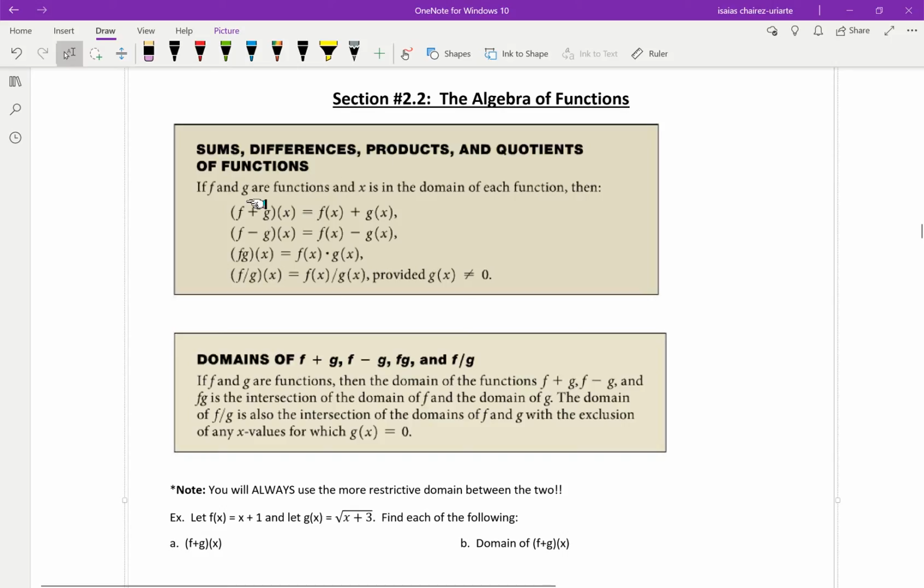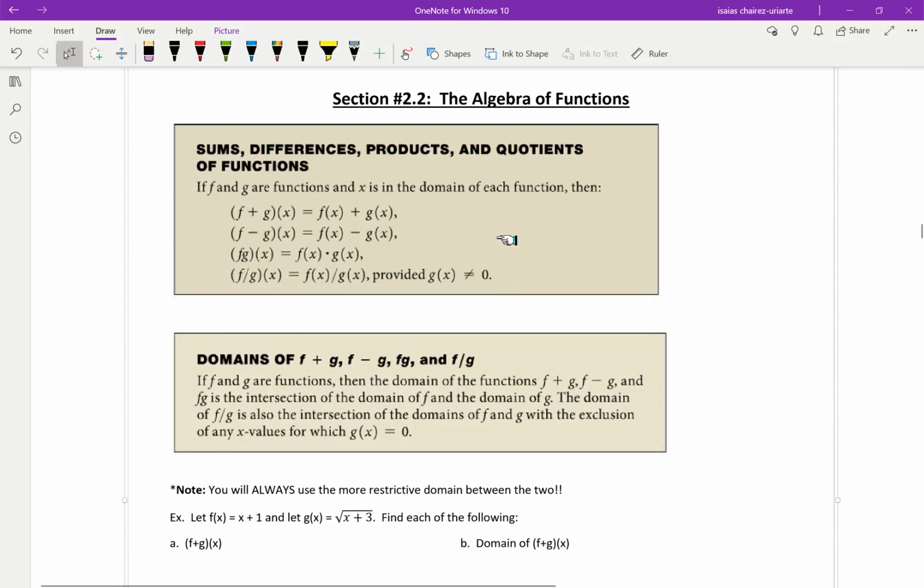We can come up with a new function called f plus g of x. And the way f plus g of x works is that it's just f of x plus g of x. It's a new function. It has a new domain too. f minus g of x, well, it's just f of x minus g of x. f times g of x is just f of x times g of x. And f divided by g of x is f of x divided by g of x. But again, we do not want to divide by 0, so just make sure that g of x is not equal to 0. So from two functions, f and g, we can create four new functions: the sum, the difference, the product, and the quotient.